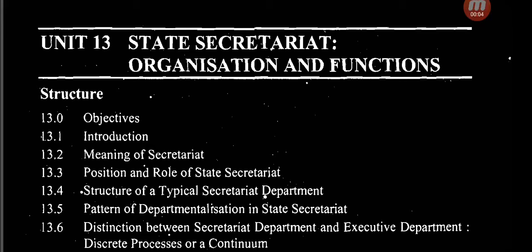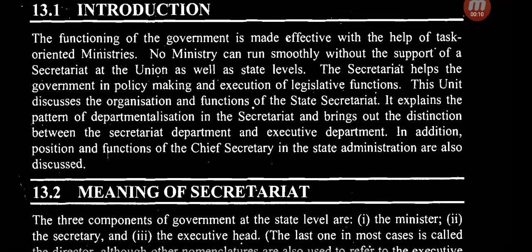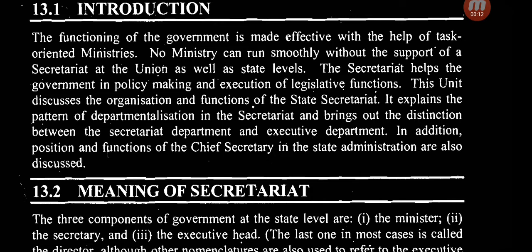Chapter 13, State Secretariat Organization and Functions. The functioning of the government is made effective with the help of task-oriented ministries. No ministry can run smoothly without the support of a secretariat at the union as well as state levels.